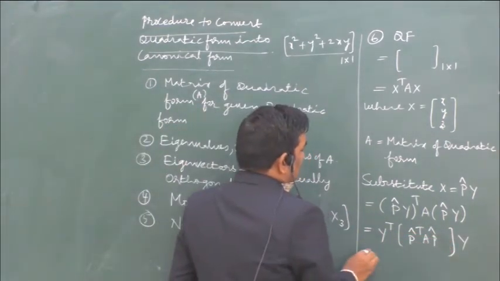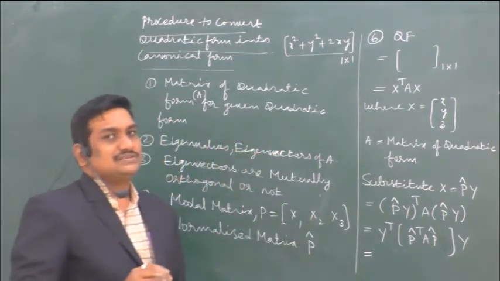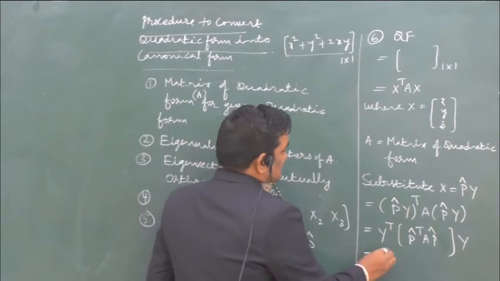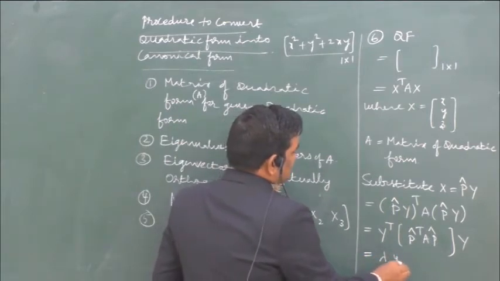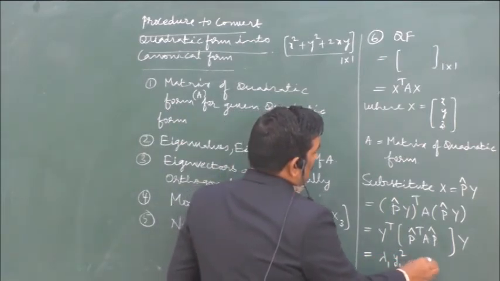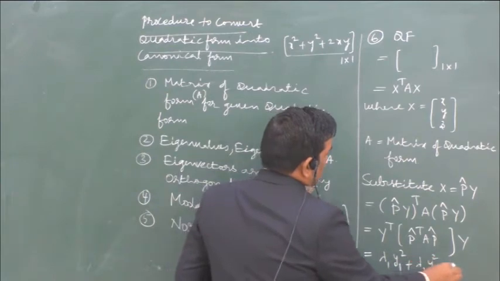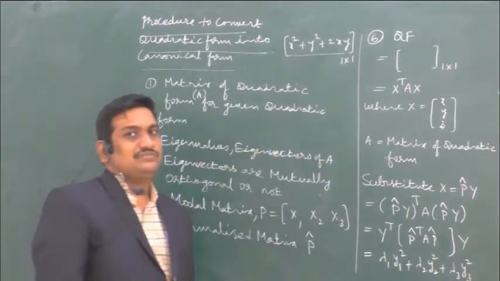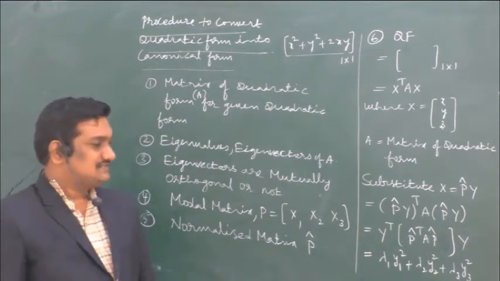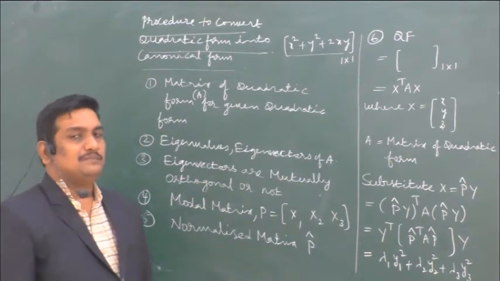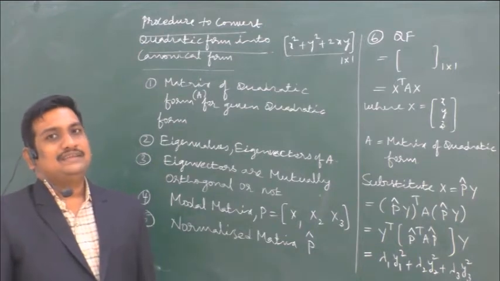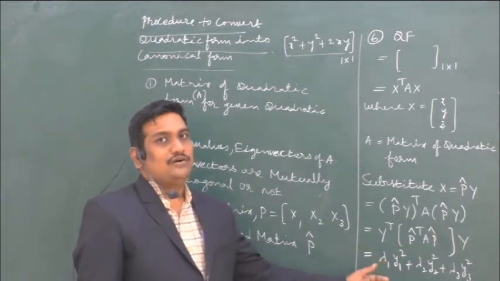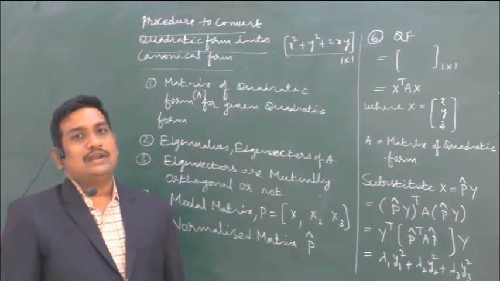On simplification you will get the required canonical form. It will be lambda 1 y1 square plus lambda 2 y2 square plus lambda 3 y3 square. So this is the required canonical form for the given quadratic form.